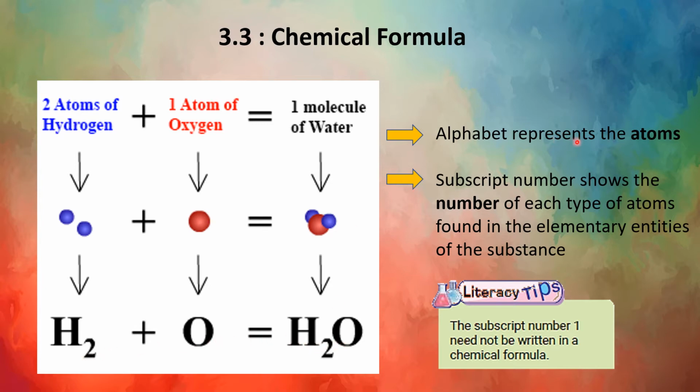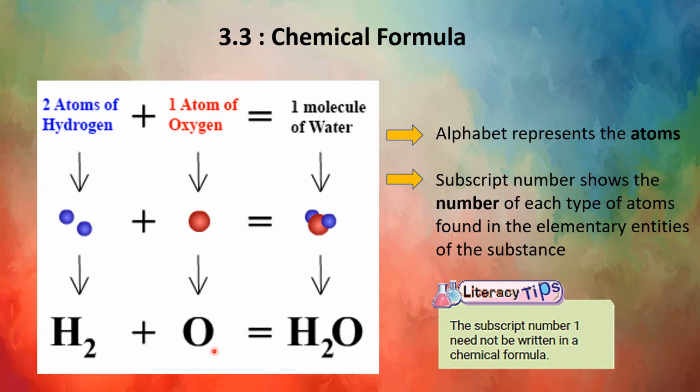So the alphabet represents the atoms. H represents the atom of hydrogen, O represents the atom of oxygen. And the subscript number, the number down here, shows the number of each type of atoms found in the elementary entities of the substance. Meaning the 2 here means 2 atoms of hydrogen.